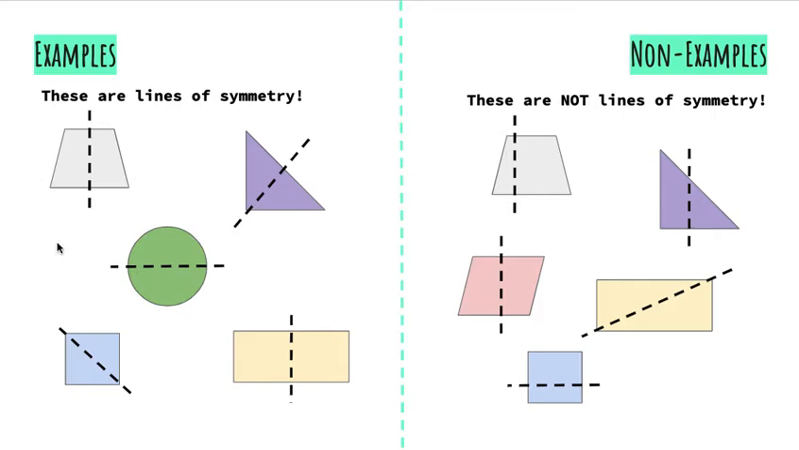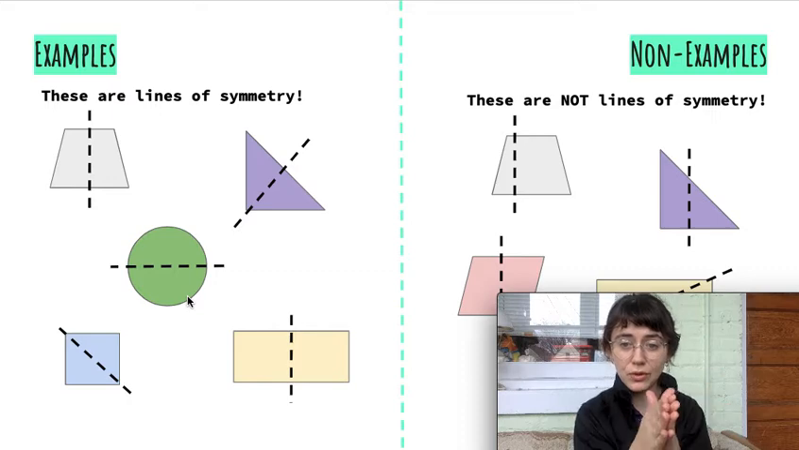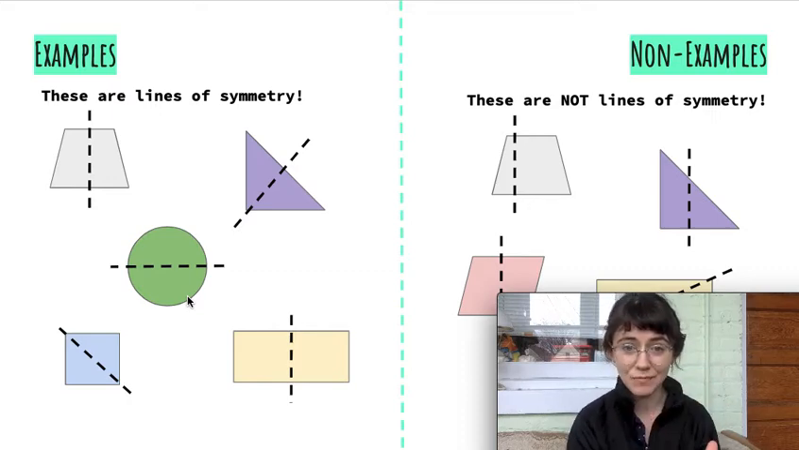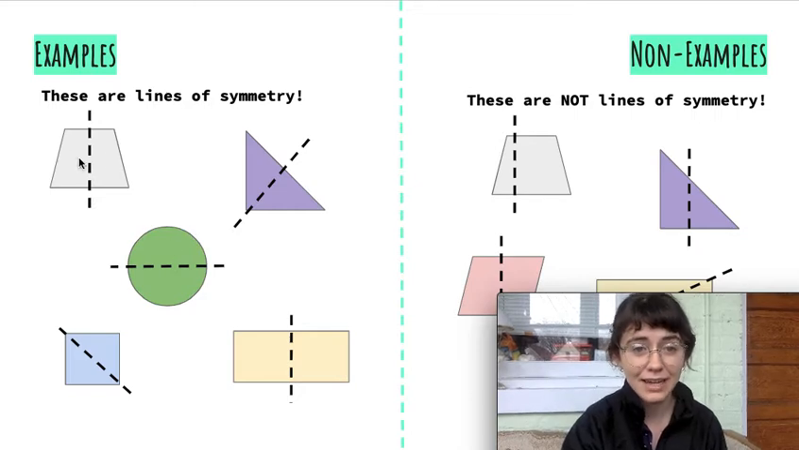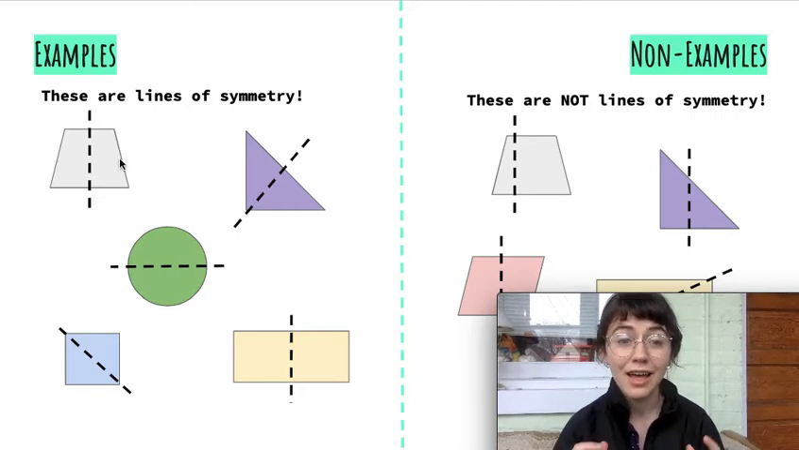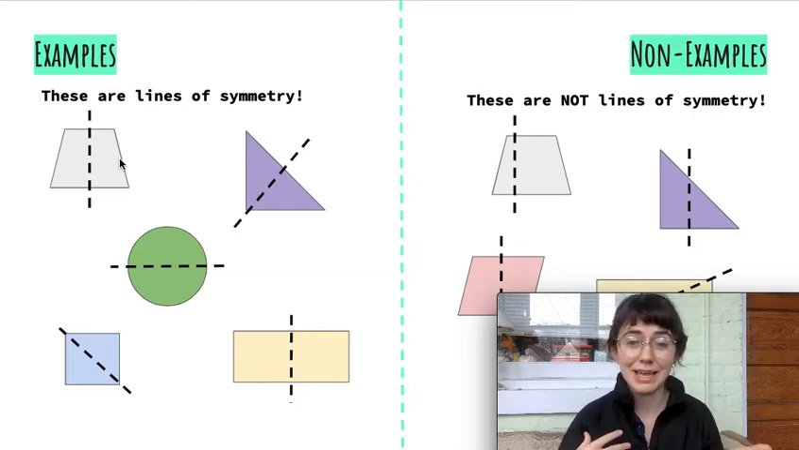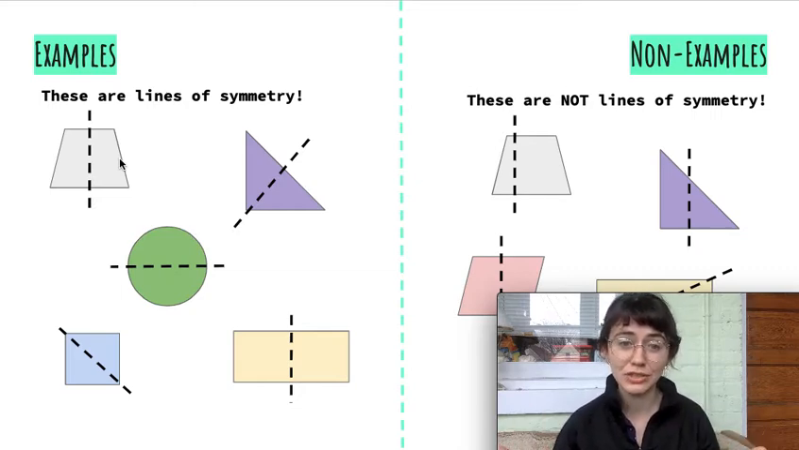Next, I want us to look at some examples of lines of symmetry. On this left side, if I look at each shape and I pretend to fold it in my mind, it would fold and those sides would match up exactly. And I can see that on each side of that line of symmetry, each part is an equal size, and it is the same size and the same shape.